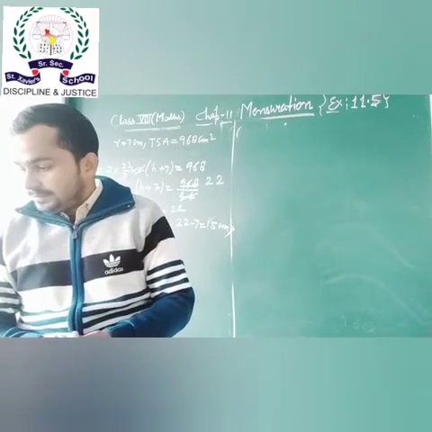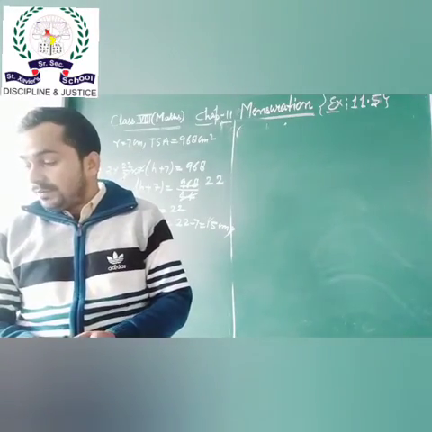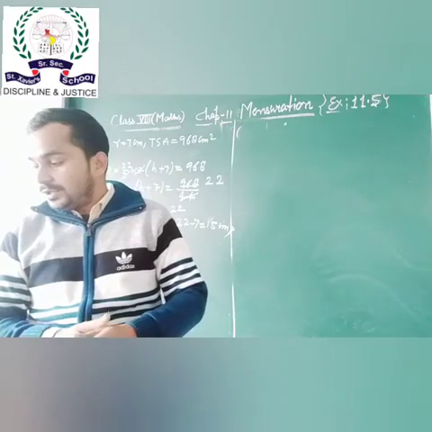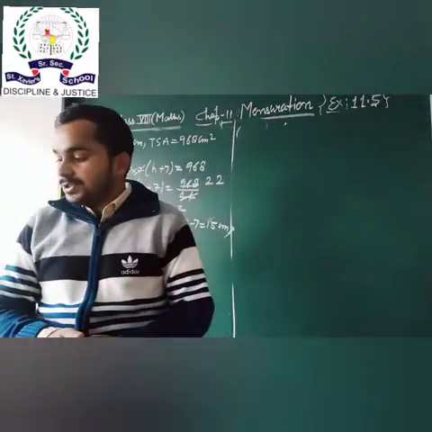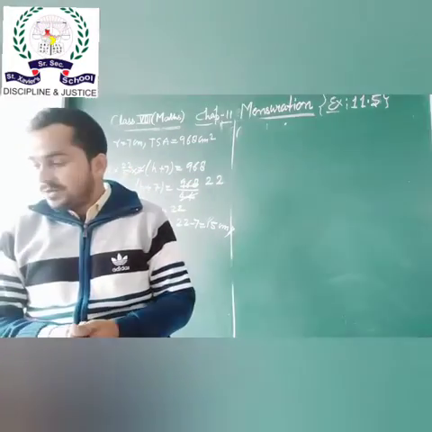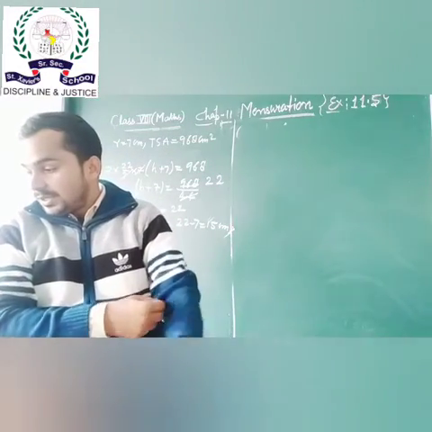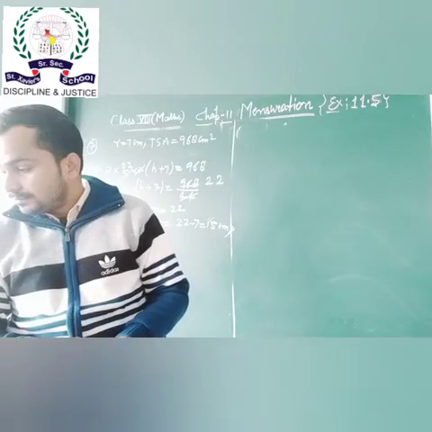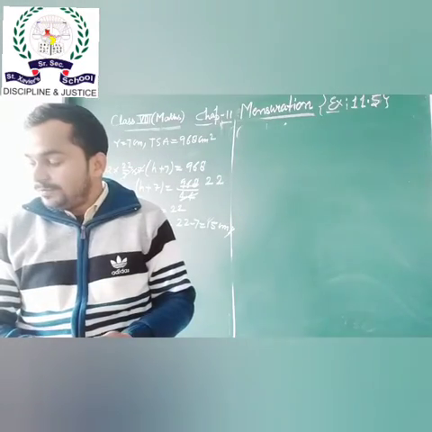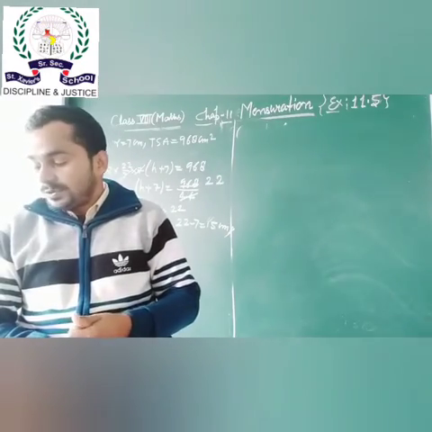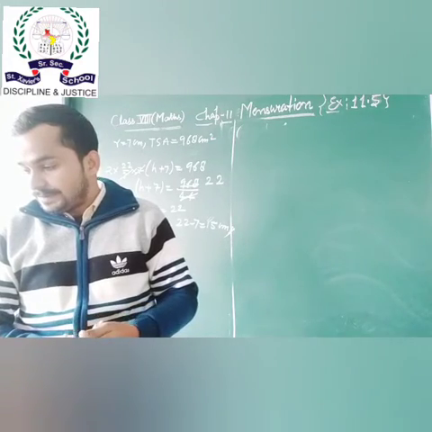Question number 8. Find the volume of cylinder, given 2310 centimeter cube. Radius is given 7. Find its height. So apply the formula of volume of cylinder pi r square h and put the value of radius and volume. Then after solving you get the value of height.